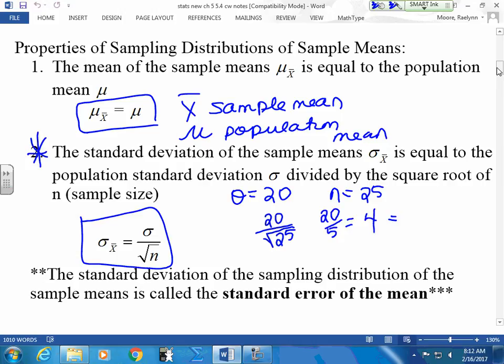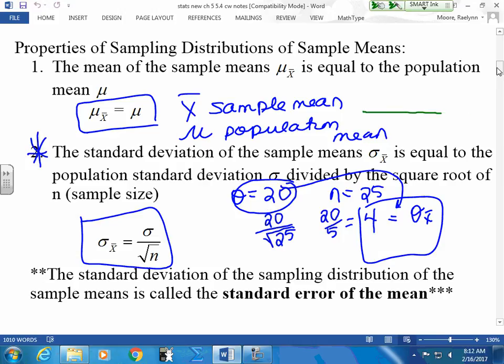This is my sample standard deviation. Did it get bigger or smaller than your population standard deviation? If my population was 20 and my sample standard deviation is 4, what happened to it? That's smaller, didn't it? So essentially, this is what happened to it. I know this is boring, guys, but if you don't get this, you're never going to understand the central limit theorem.